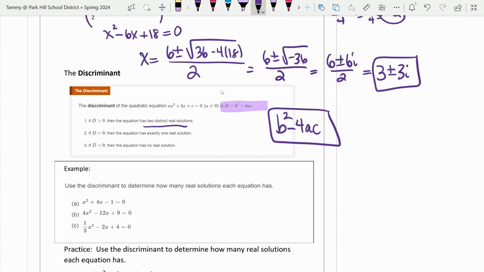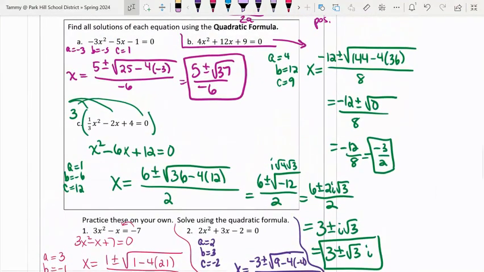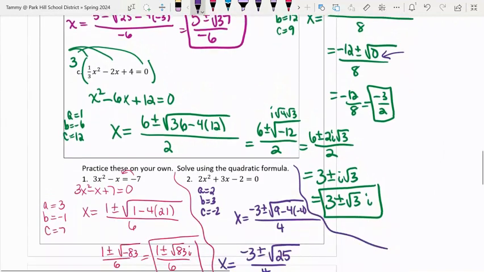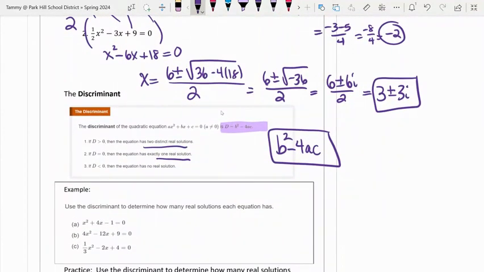If the discriminant equals 0, then you have exactly 1, like the example we had back here that had one answer. My discriminant was 0. So I had one solution of negative 3/2. And then if the discriminant is less than 0, like this last one, the negative 36, we have no real solution. You actually had 2 complex solutions.